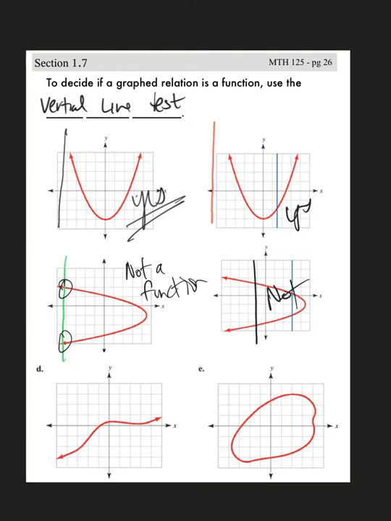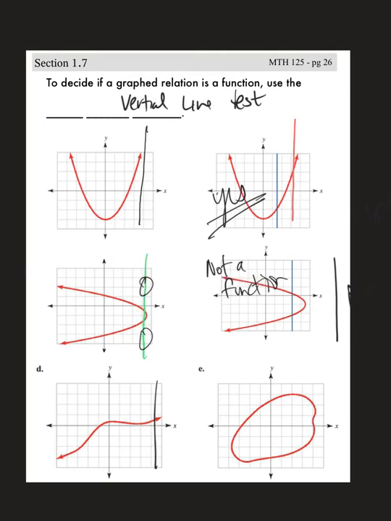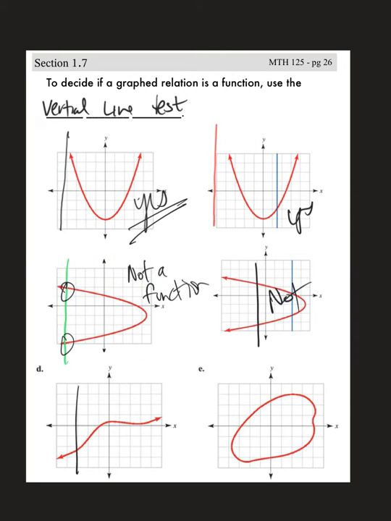For D, if I go ahead and put my line there and move things, you can see that it only touches it once at a time. So we're going to say yes, this is a function. And for E, again, if I just draw my vertical line anywhere, no circle is going to be a function. So we're going to say no, because it's going to intersect that circle twice.